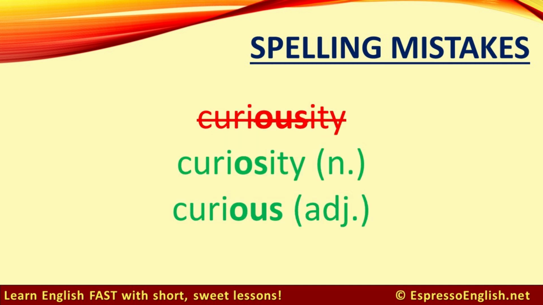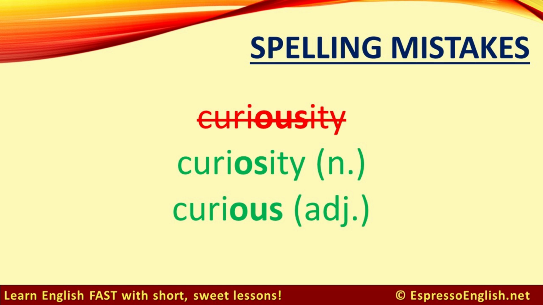A lot of people also make mistakes with the word curiosity. It's interesting because the adjective curious does contain the letter U, but the noun form curiosity does not. Notice that the strong syllable is also different when we pronounce it.